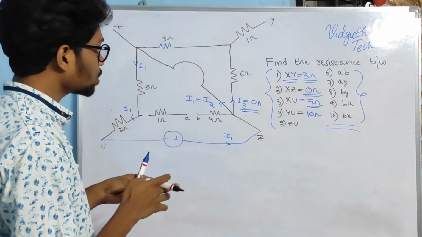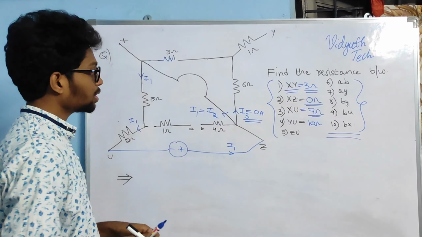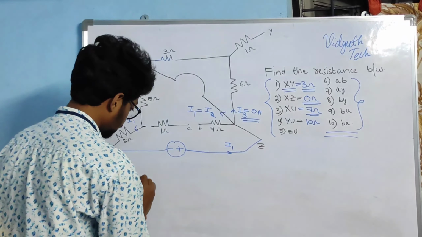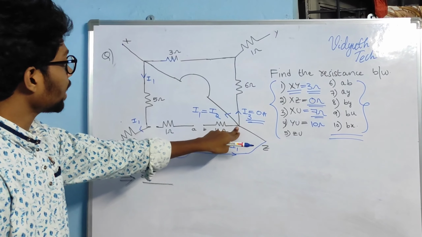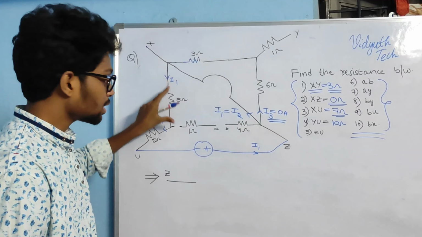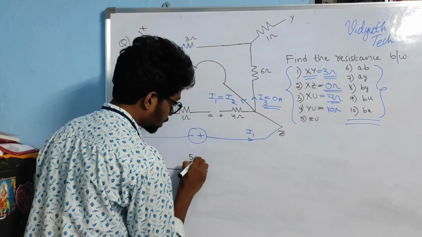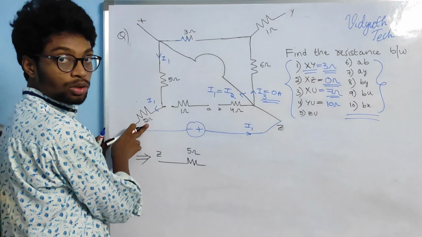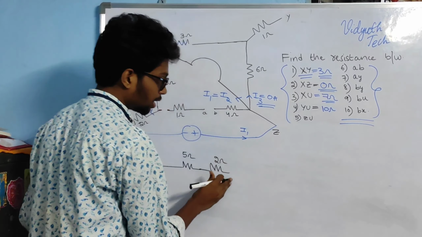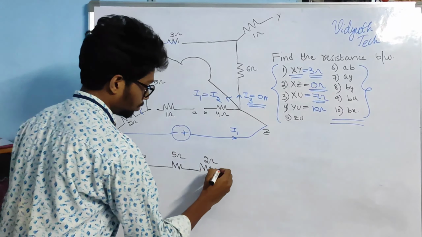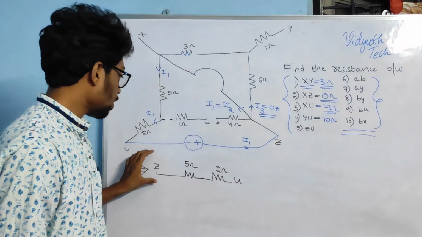So I am drawing the circuit again. Here comes the equivalent circuit, friends. This is terminal Z, and here you can see directly the first terminal of the 5 ohm resistance is connected over here, and the second terminal is connected to 2 ohms. And the terminal of 2 ohm is connected to U. As we have to find the equivalent resistance between Z and U terminals, here we have got Z and U.